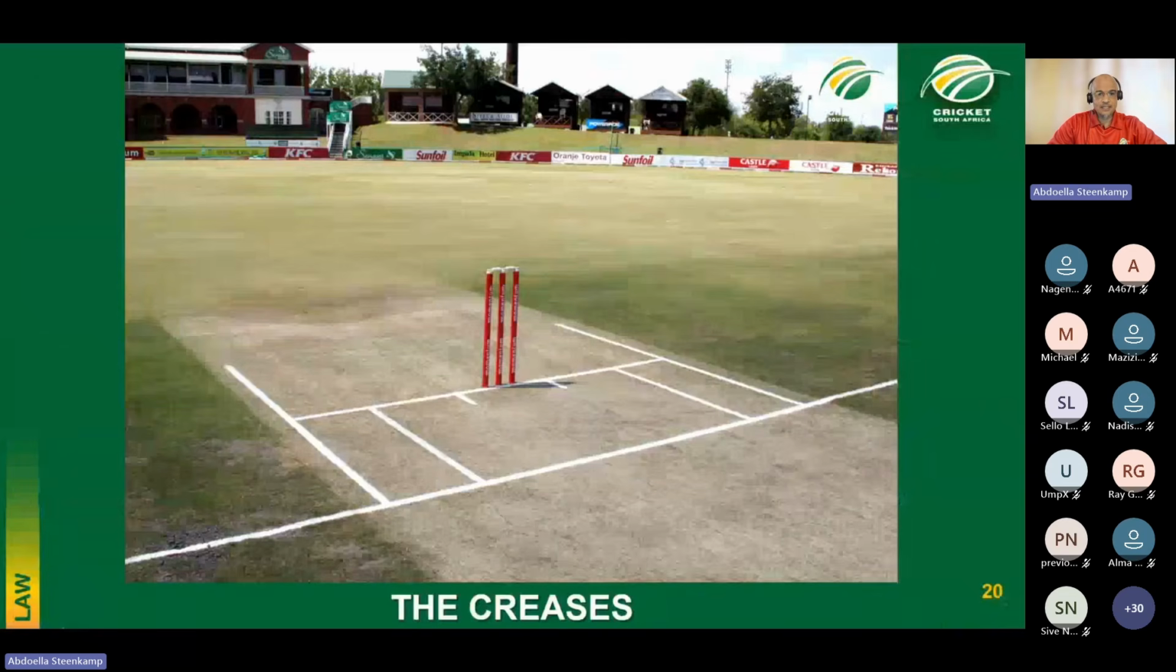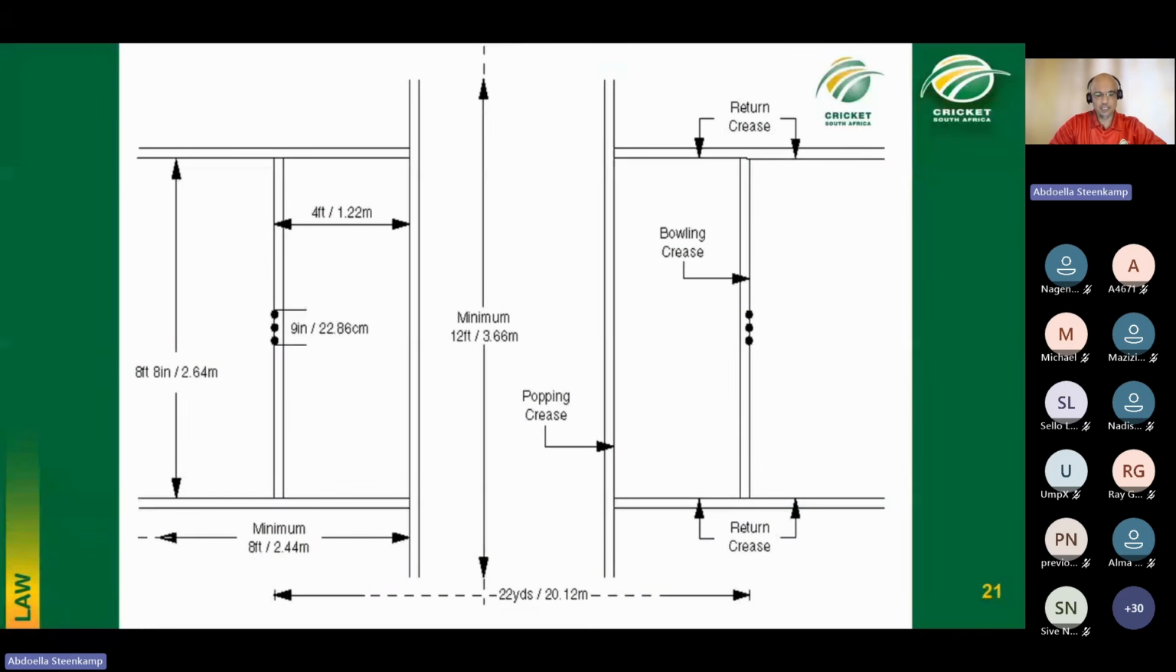When it comes to the creases, I'm giving you 3 points, or 10 free points, in the exams. You need to know your creases. You need to know all the various measurements. So let's start with the names of those creases, and then we'll go to the measurements of those creases. Let's look at the diagram on the right hand side.